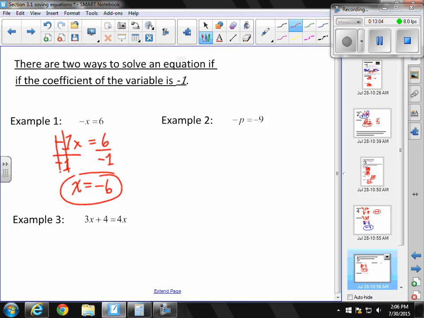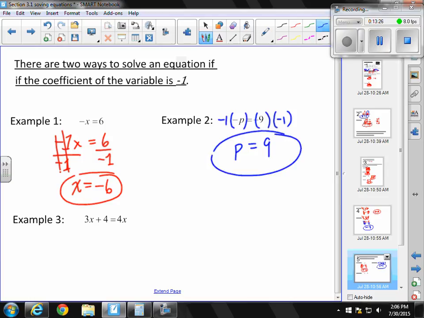So you can divide both sides of the equation by negative 1, or, as I show you in the next example, it works the same way if we multiply both sides of the equation by negative 1. Negative times negative makes that positive, and 1 times p is p. Negative 9 times negative 1 is positive 9. We really need our variable to be positive.